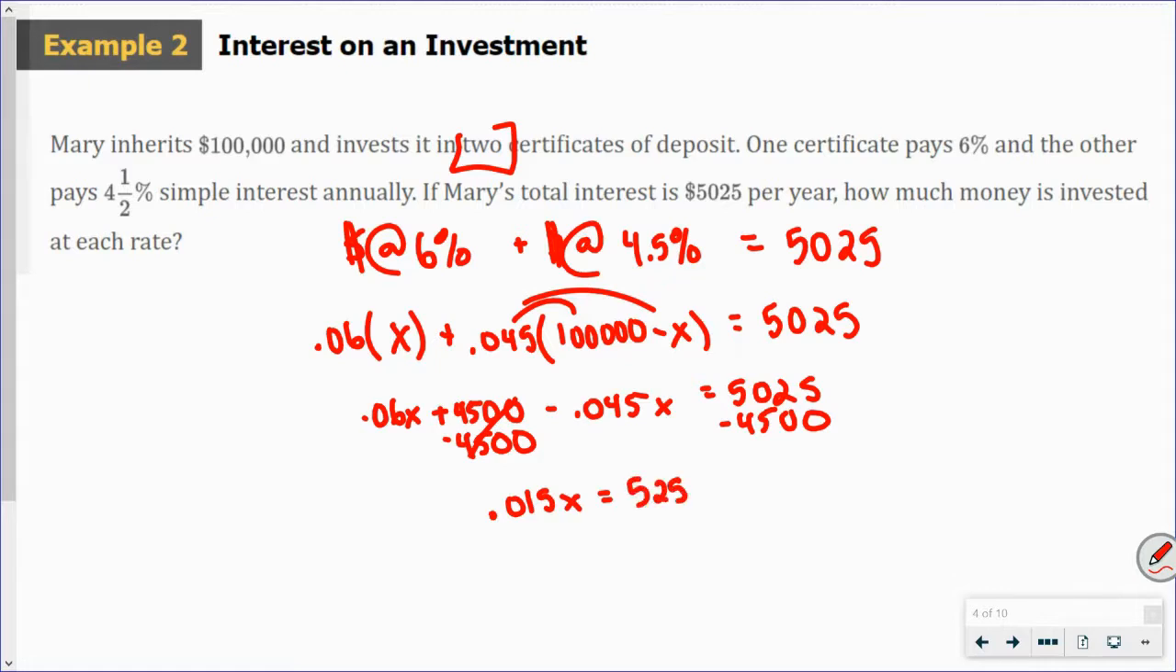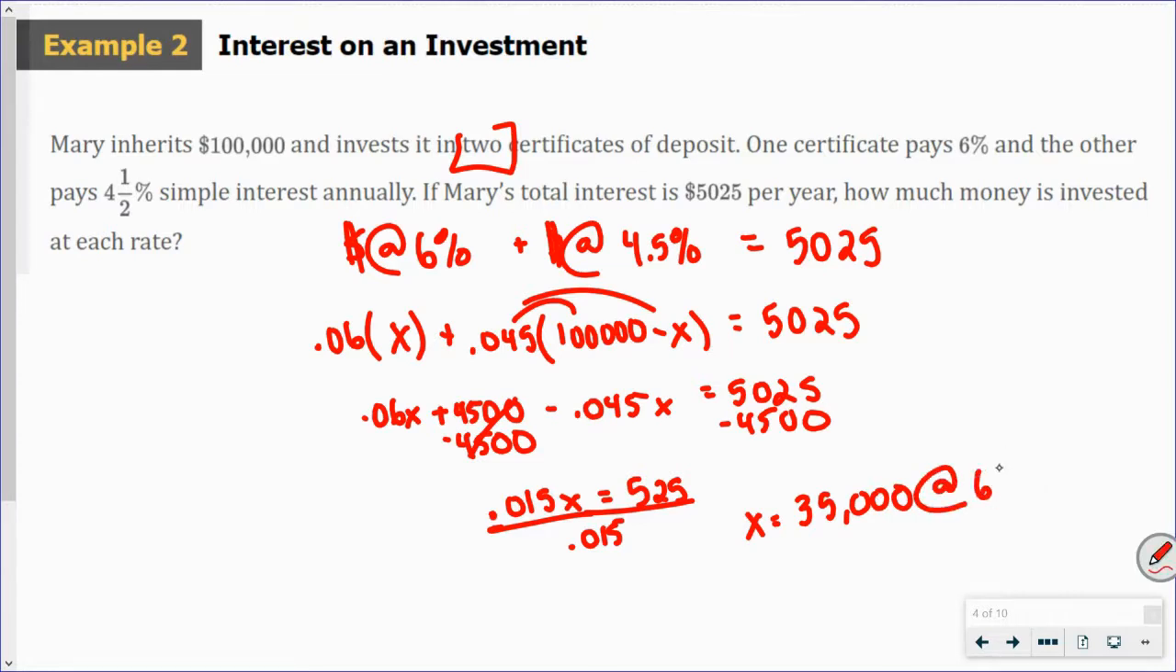And then you're going to divide both sides by 0.015. So x in this case is $35,000. Well, the question asks how much money is invested at each rate. So x represented 6%. So it's 35,000 at 6%.